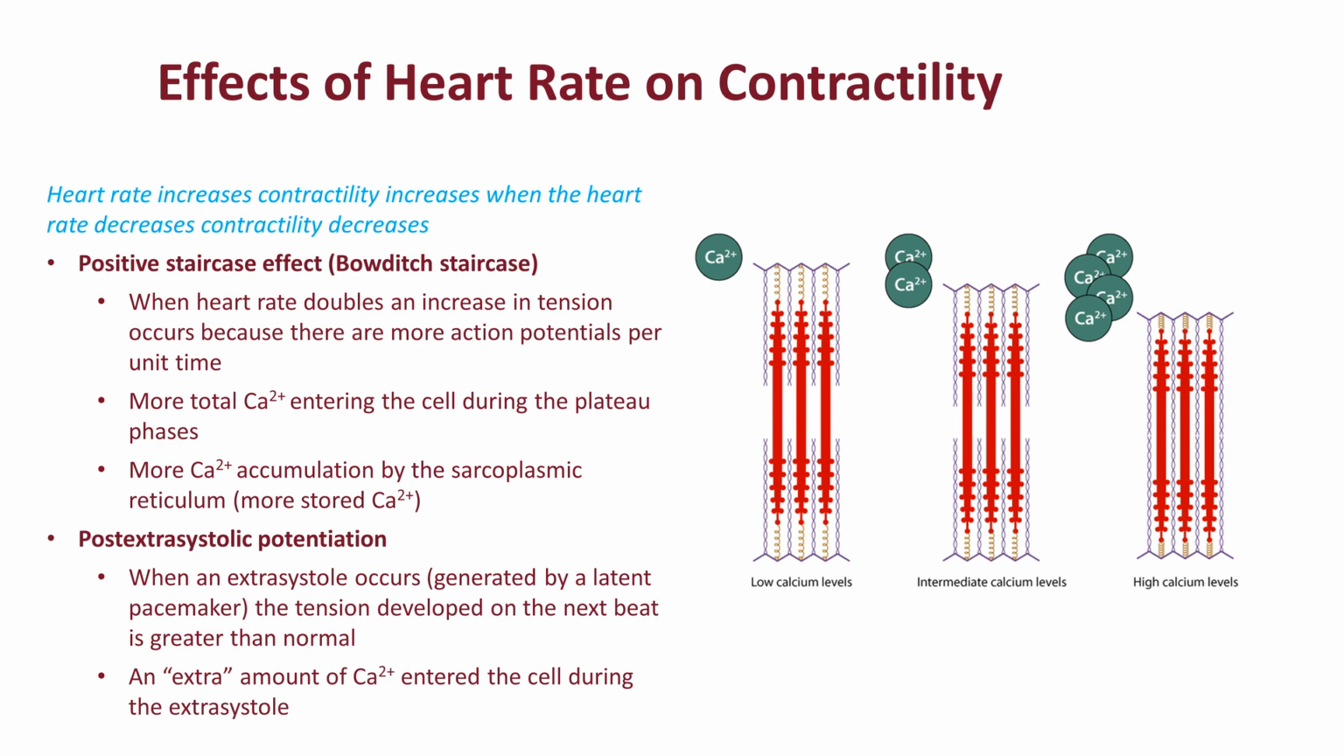Effects of the heart rate on contractility. Heart rate increases as contractility increases. When the heart rate decreases, the contractility decreases. The first phenomenon is called a positive staircase effect. This is also known as the Bowditch staircase, also referred to as a treppe.